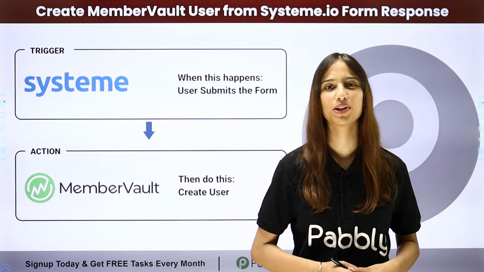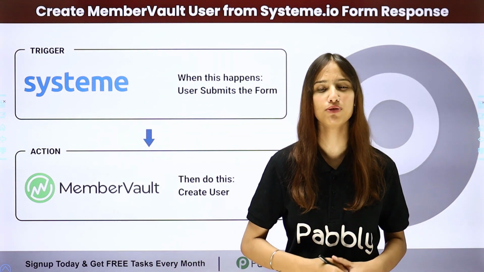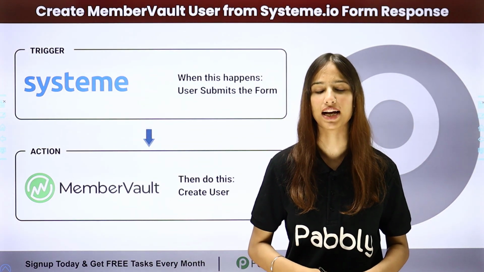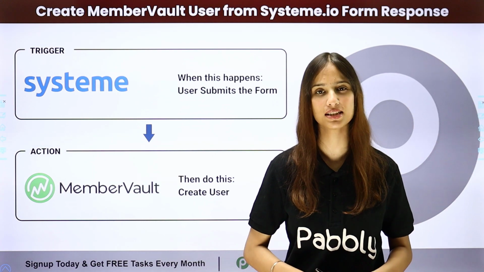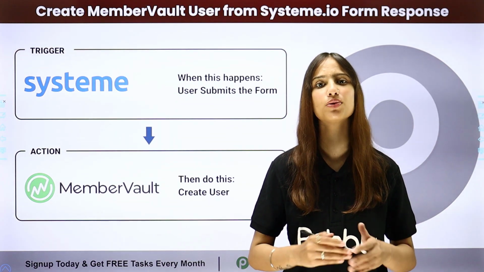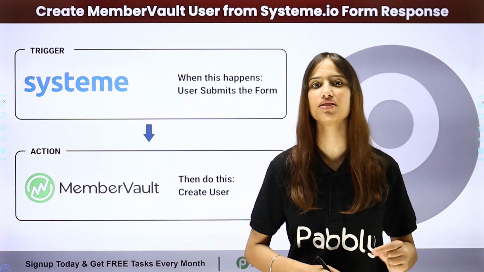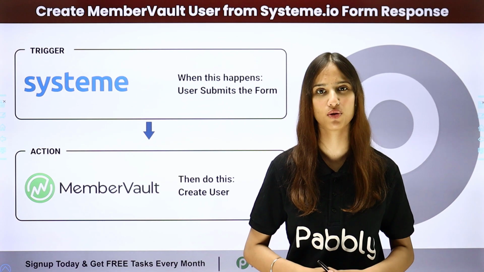So in today's video, we are going to understand how to create a MemberVault user from a system.io form response. Let's suppose that I have created a form using system.io to capture leads. My objective is that whenever I receive a new form submission, then by using the user details, I wish to create a user in my MemberVault account.